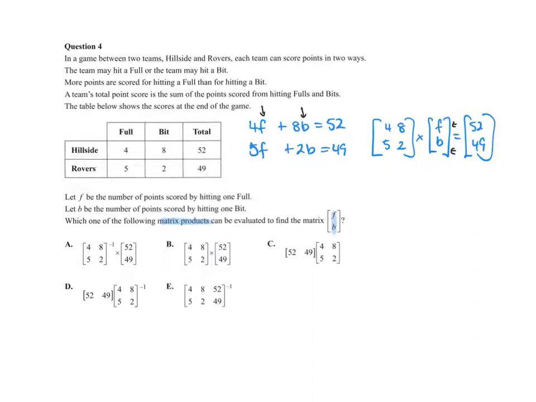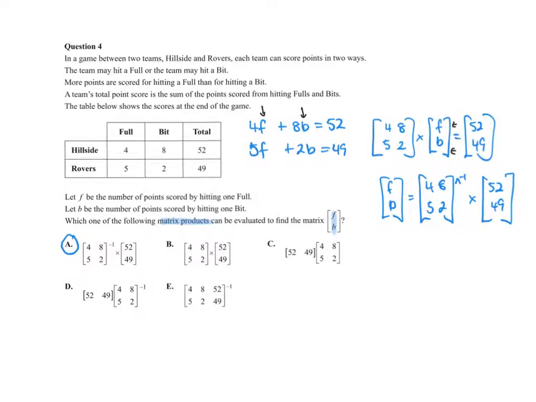Now they want to know what the matrix product would be to solve this. So if I was solving for F and B, it would be the inverse of this matrix times the end one. Now, if you look there, have we got that option? We do, don't we? A, yeah?